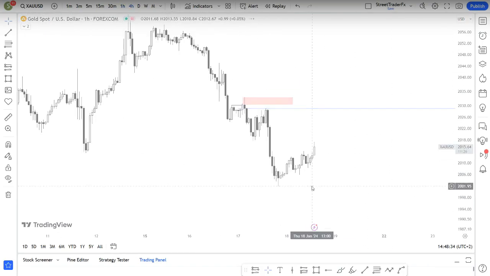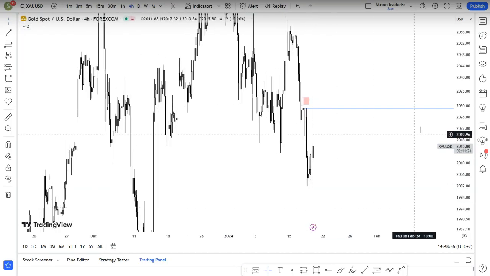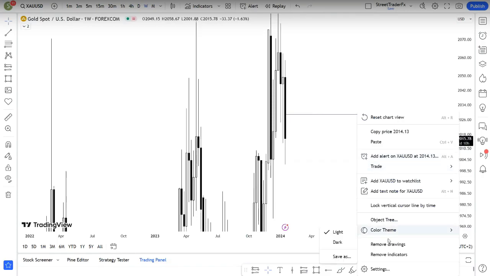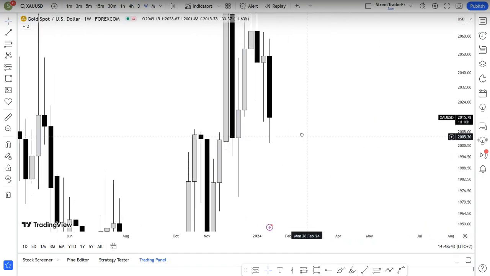So yeah, let's see. What do we expect to see on gold? So gold right now, what I saw, right?